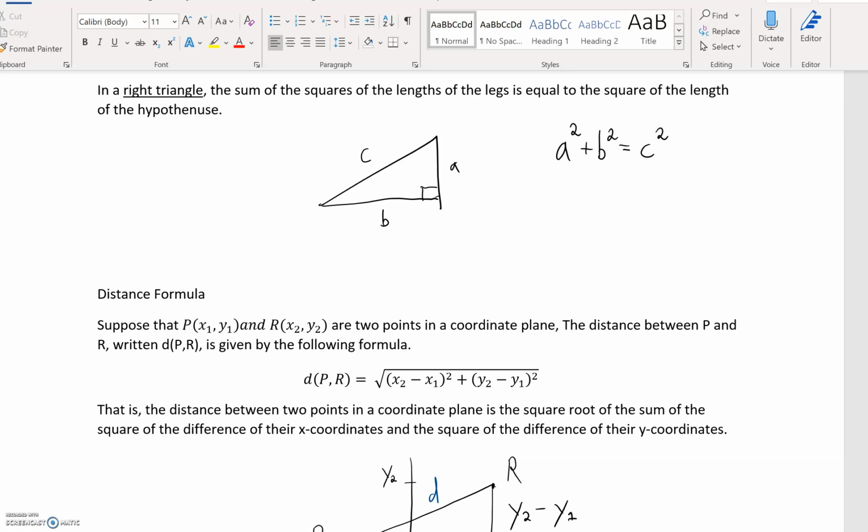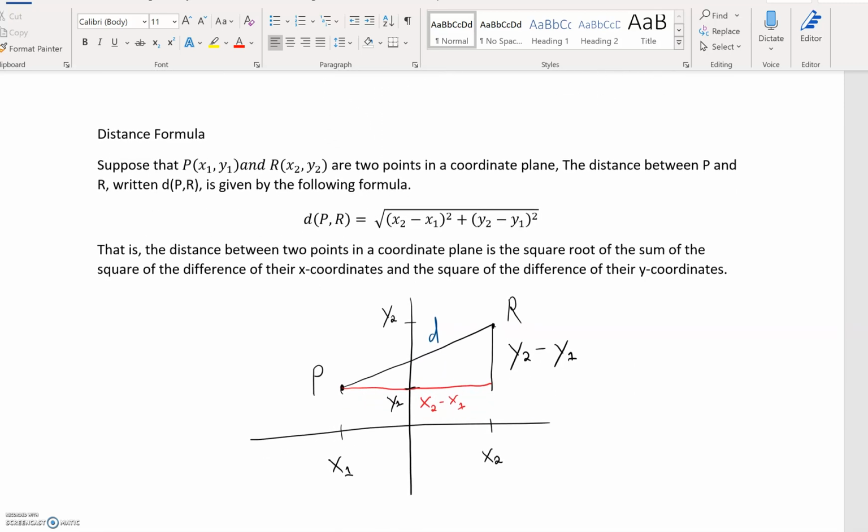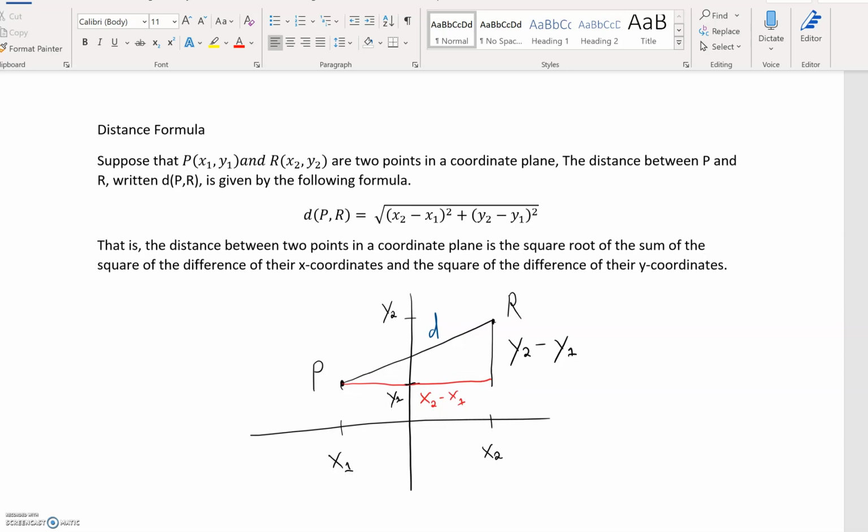Up next, we have the distance formula. Let's suppose you have 2 points in a coordinate plane, and you were asked to find the distance between those 2 points. Let's call these points P and R, respectively. The distance between 2 points is given by the following formula. It is the square root of the sum of the squares of the difference in the x's and the difference in the y's.